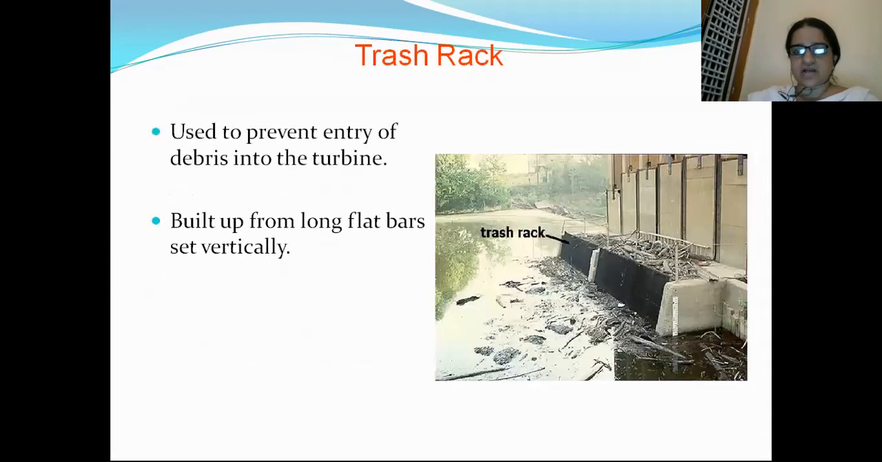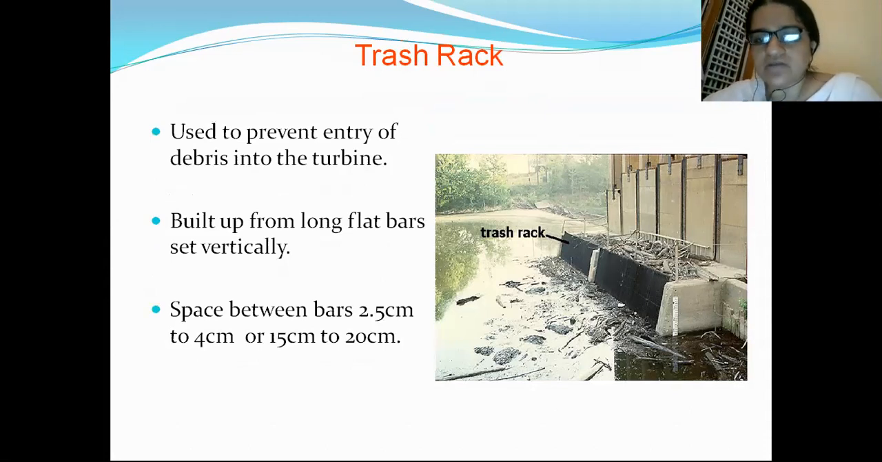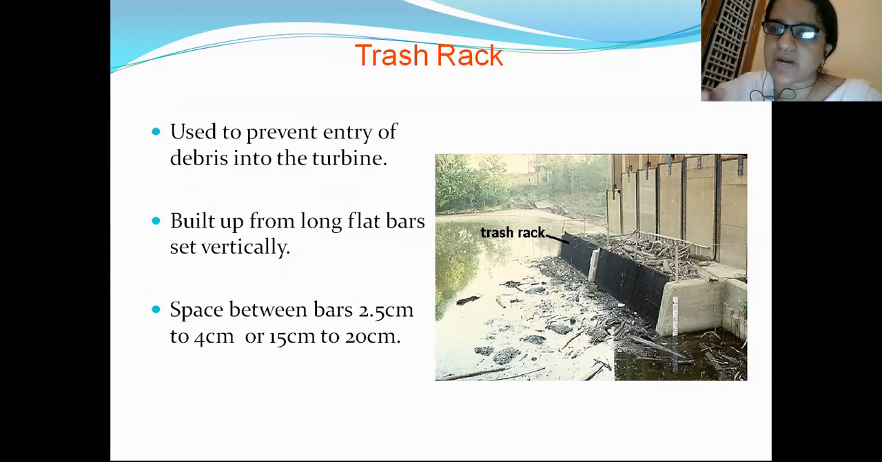Next, I think they have given a clear view of the trash racks. See, they are black in color and placed vertically. They are used to prevent the entry of debris into the turbine. Only water should enter from the reservoir into the turbine. The debris, sand or mud particles, grass, small plants, and animal wastes will all be removed by these trash racks.